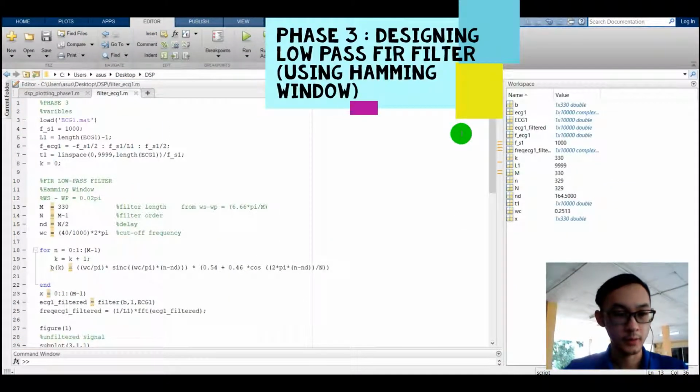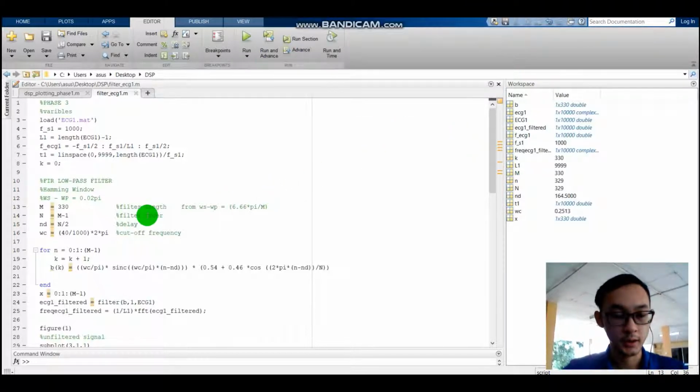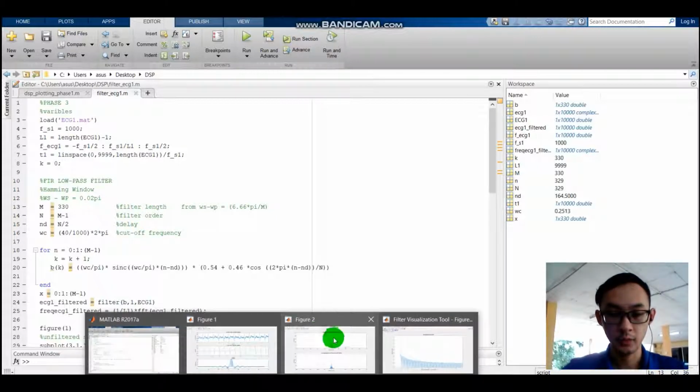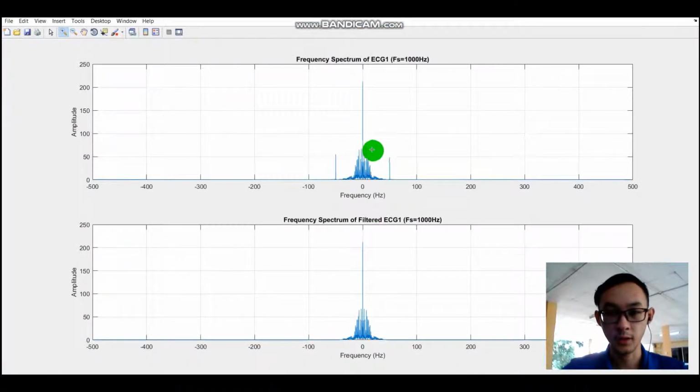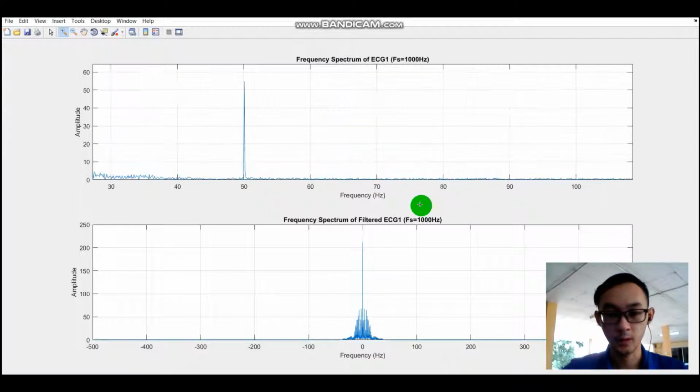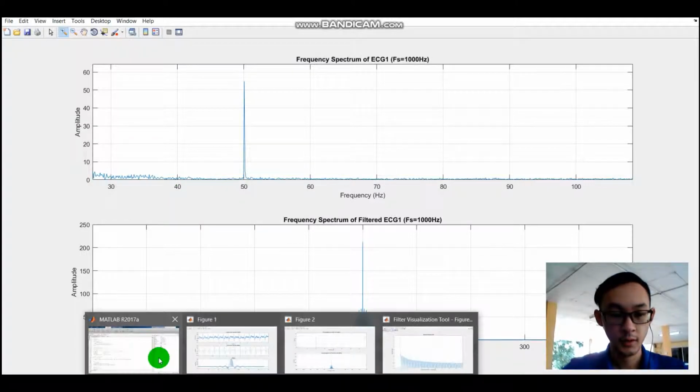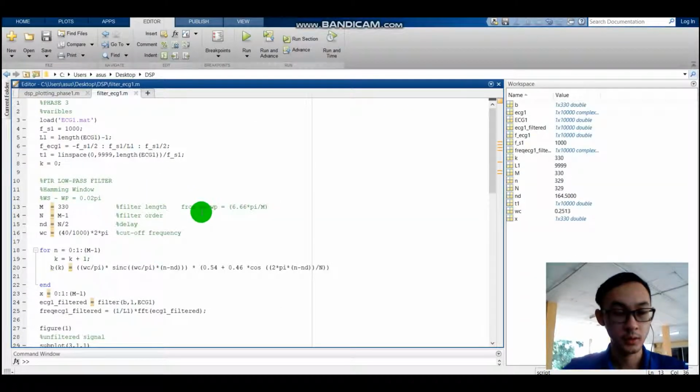In phase 3, we are going to design a low-pass FIR filter using a Hamming window. We will set the delta omega to 0.02 pi. If we look at the frequency spectrum of the unfiltered ECG1, we will see a spike at the 50 Hz frequency, and we are going to set the cutoff frequency to 40 Hz. Since we are using a Hamming window, from delta omega we can obtain the length of the filter by using this formula.